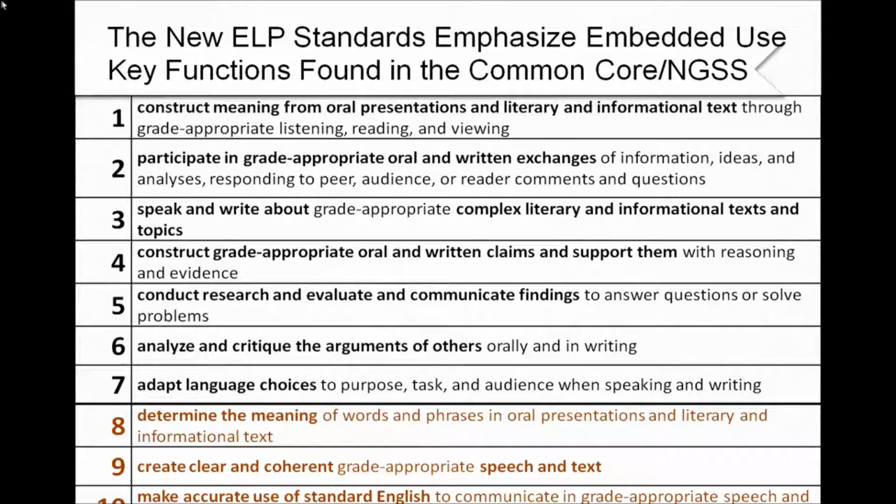And you'll notice when we designed these standards, we put the focus on linguistic forms and the subsets at standards 8, 9, and 10, because these are the more micro-linguistic features. I think sometimes with instruction for English learners, there's a tendency to focus on the determined meaning of words, coherent and clear speech and text, making accurate use of standard English. So there's a tendency to focus on these aspects, and yet the use of language is so central to being able to participate in classroom discussions.